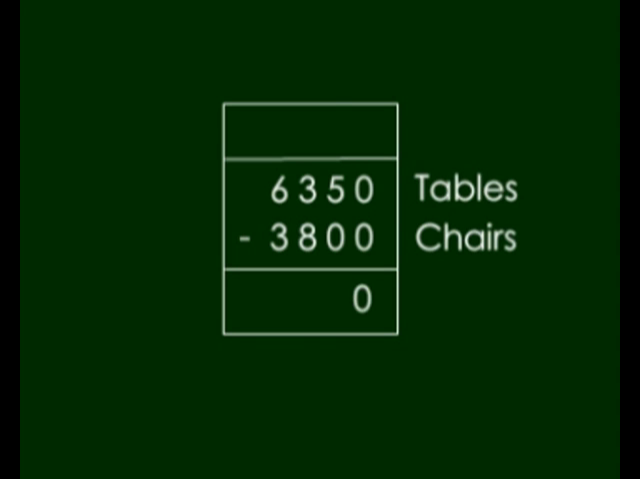0 minus 0 is 0, 5 minus 0 is 5, 13 minus 8 is 5, 5 minus 3 is 2. So 2,550 rupees.